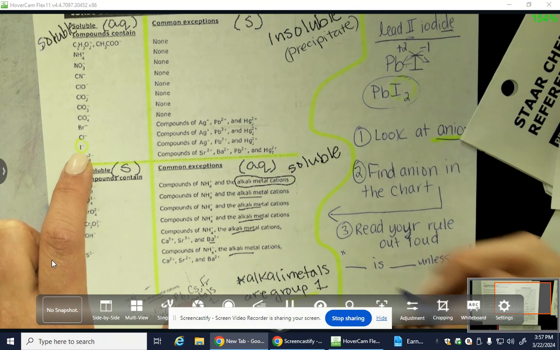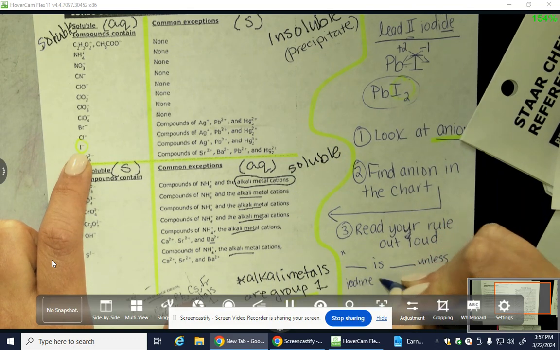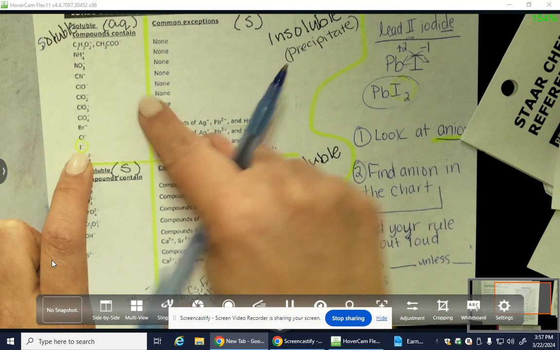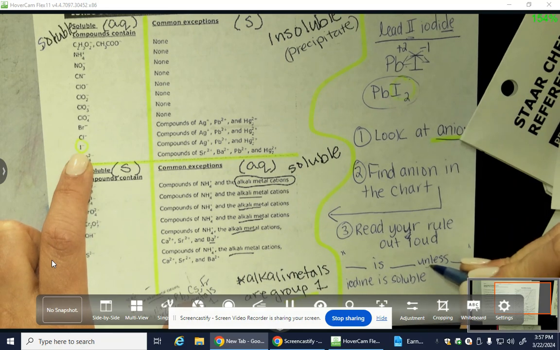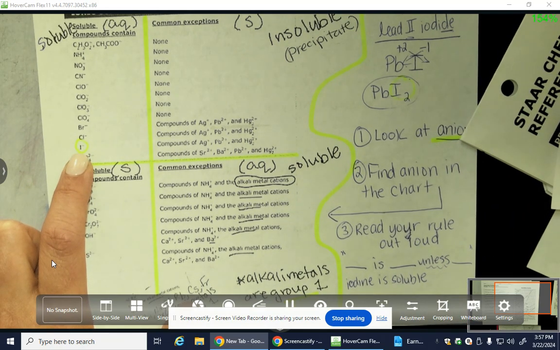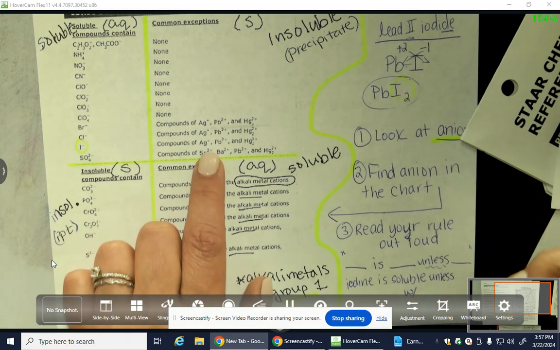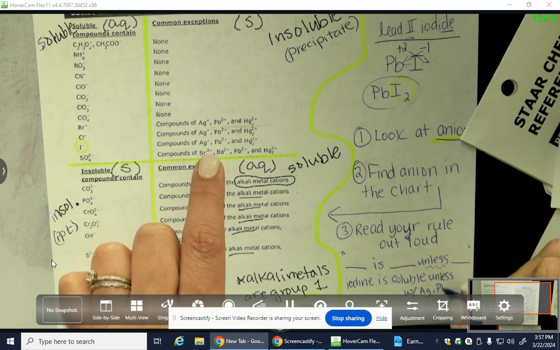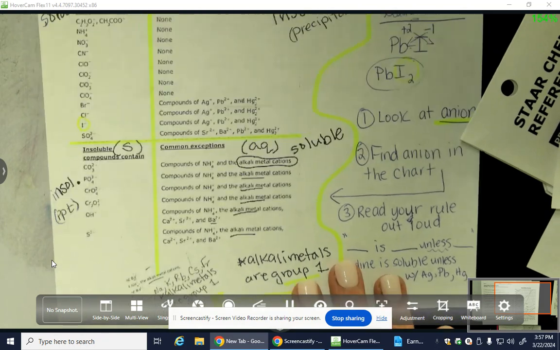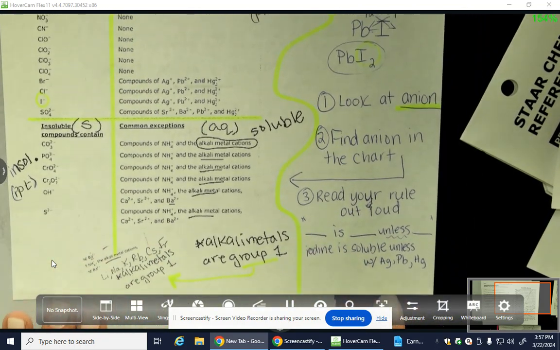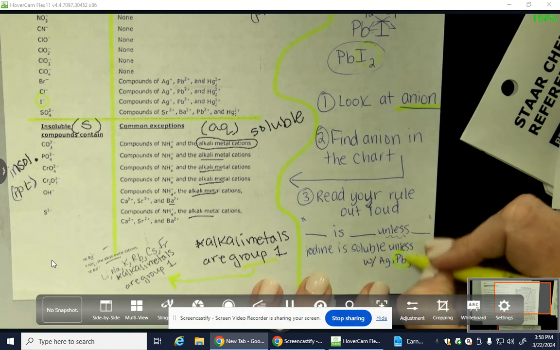So what we will say: iodine is... what quadrant is it in? Soluble. Unless, that's a key word, you have to say that word, unless it's with silver, lead, or mercury. Is it with silver, lead, or mercury? Yes, it is with lead.